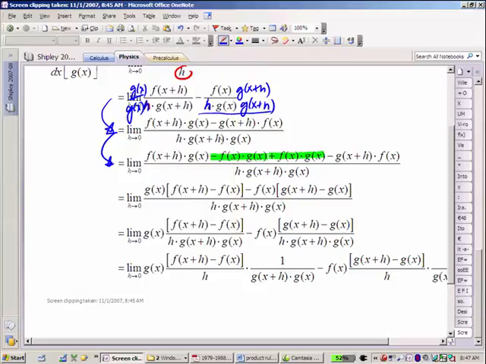Okay, so now if we look at the first two terms, what do we factor out of each of the first two terms? G of x. Then we look at the second two terms. What are we factoring out of the second two terms? Almost. Negative f of x. We're taking out a negative f of x, so we're left with g of x plus h minus g of x. Okay, so we're taking out a minus f of x.